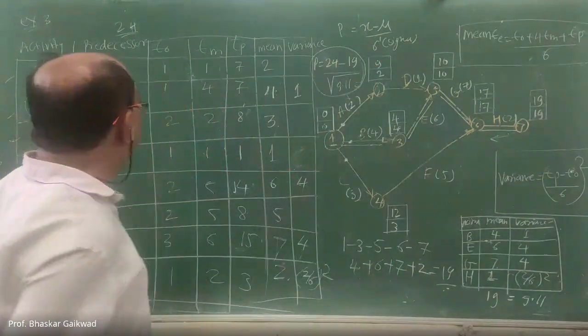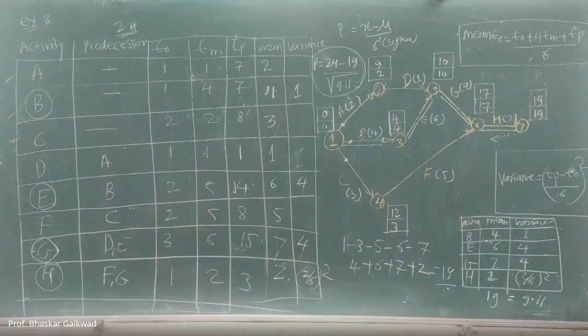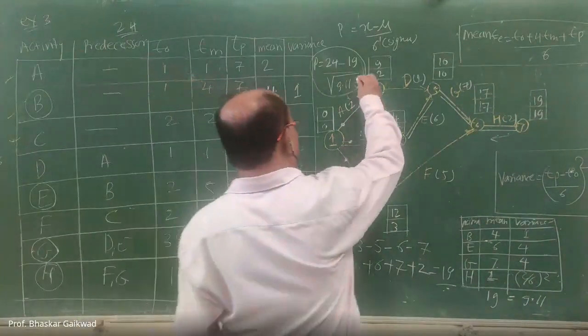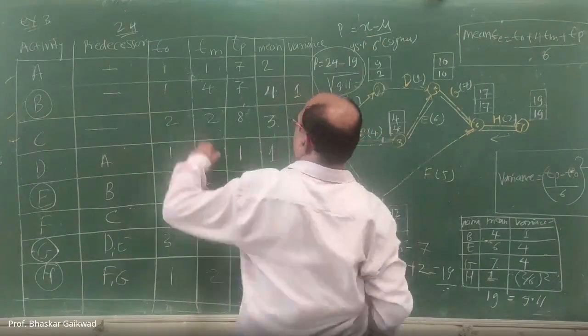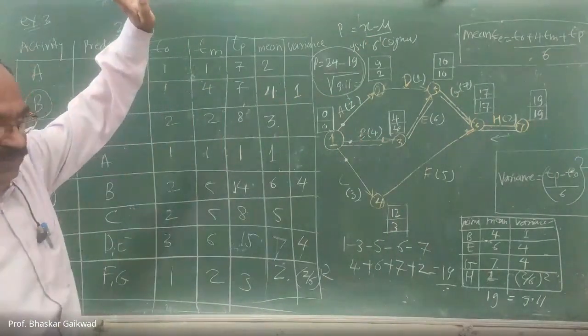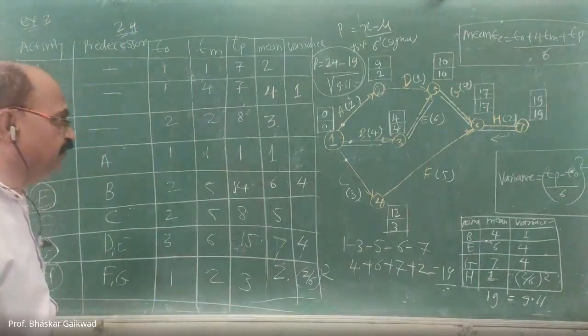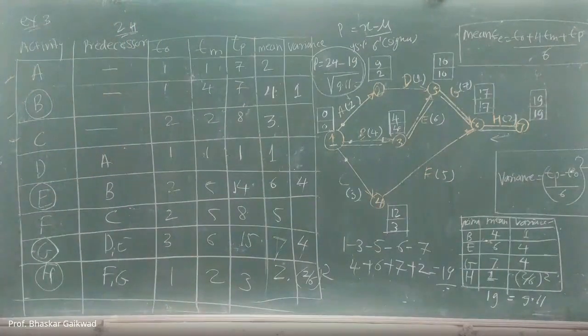So this is about example number 3. As per my calculation, the probability to complete this project within 24 weeks is 95%. Okay, so this is the problem for sports. Anybody having any problems, you can ask.